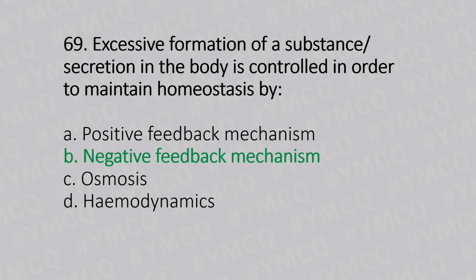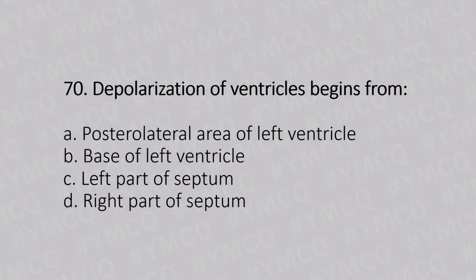Moving to our 70th question, depolarization of ventricles begins from option A, posterior lateral area of the left ventricle, option B, base of the left ventricle, option C, left part of the septum, option D, right part of the septum, and the answer is option C, left part of the septum.